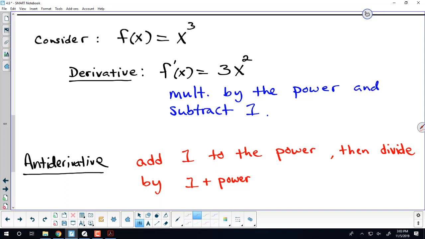You're dividing the coefficient by 1 plus the power. Just like we multiplied everything here by 3, we would divide everything in the antiderivative by 3. So I don't see that here. Let me add that in.